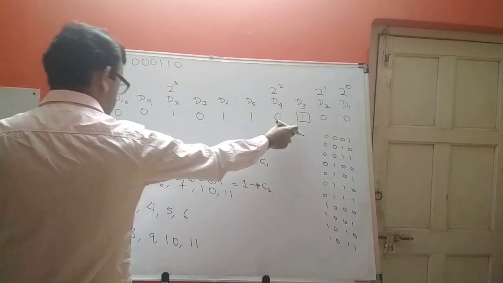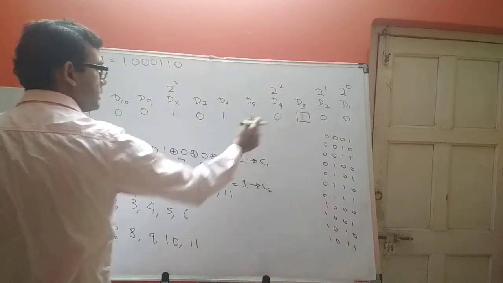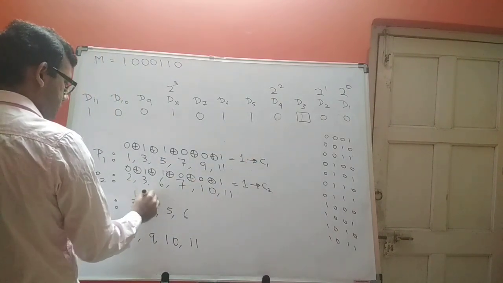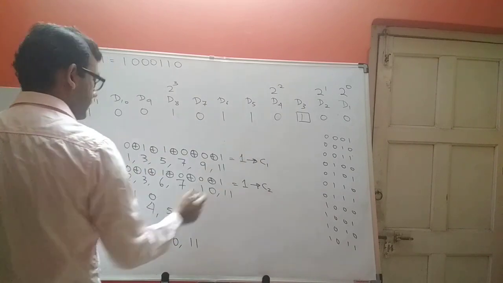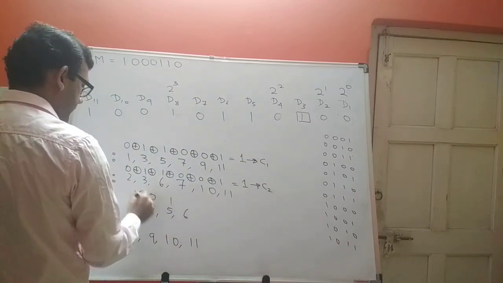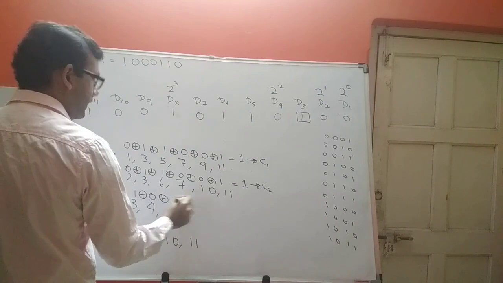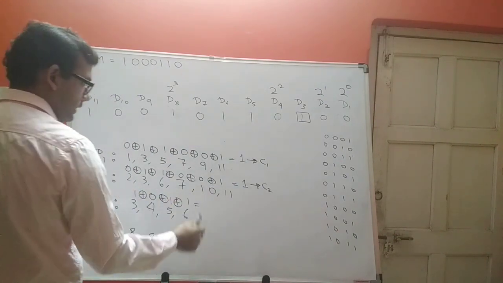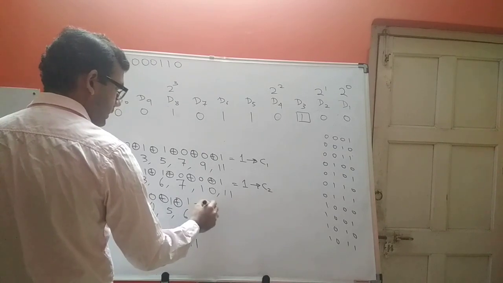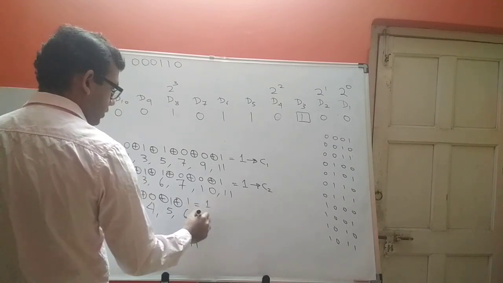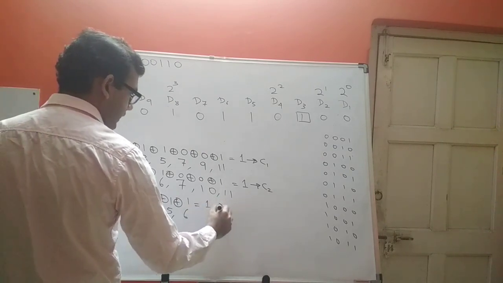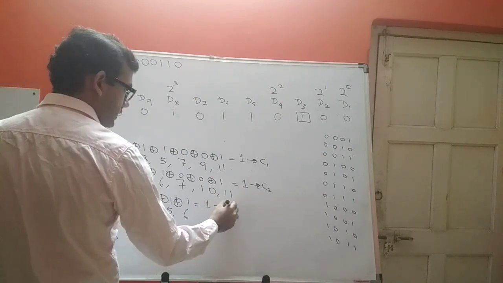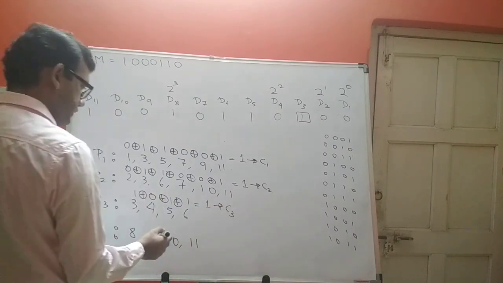What is the value of 4? The value of 4 is 0. What is the value of 5? The value of 5 is 1. So I'll be taking the XOR. And what is the value of 6? The value of 6 is 1. So how many 1s are here? 1, 2, 3. There are 3 1s. So I'll simply take the XOR to get 1. So this is the value of C3, right? This is the value of C3, I guess.